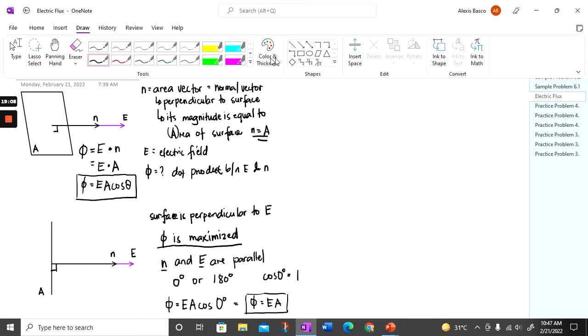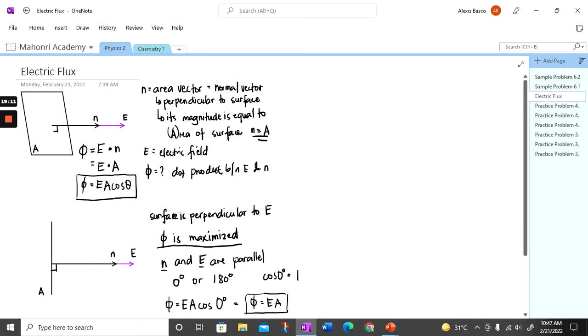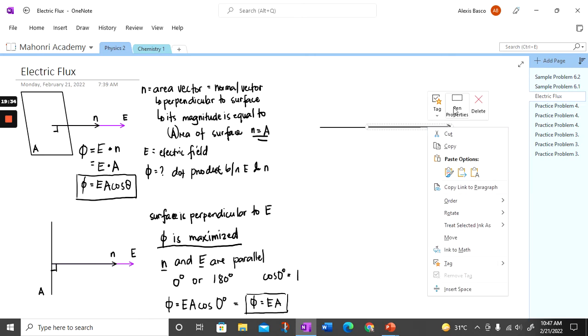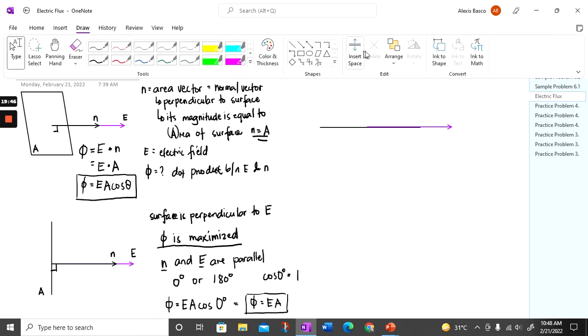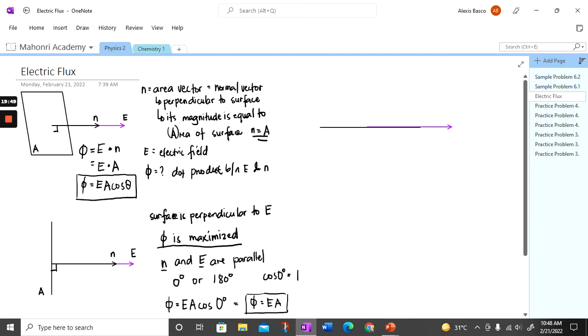So let's take another example wherein I make my surface lying flat. I'm going to take my surface again, and this time I'm going to lay it flat on the floor. My electric flux is still going in the same direction. Let me just change this color. There you go. And what happens is that my N will always be what? Perpendicular to my surface.